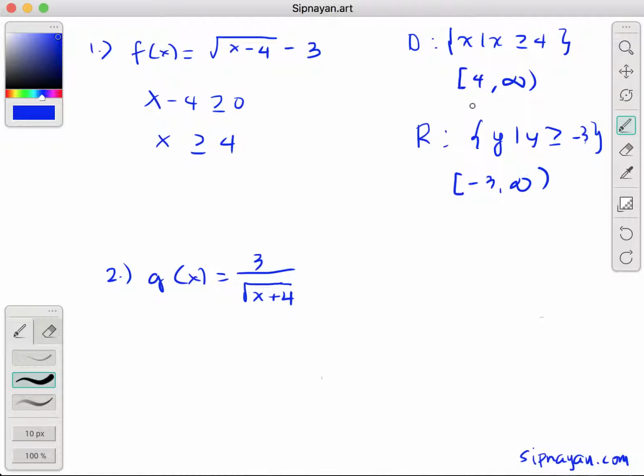So, by the way, pag may equal sign, kasama yung dito sa case na to, kasama yung 4. May equal sign pa rin. So, kasama yung negative 3. So, greater than or equal to 4. Pag greater than 4 lang, hindi kasama yung 4. Pag hindi kasama yung 4, parenthesis yung nilalagay natin, magiging 4 infinity. Okay?